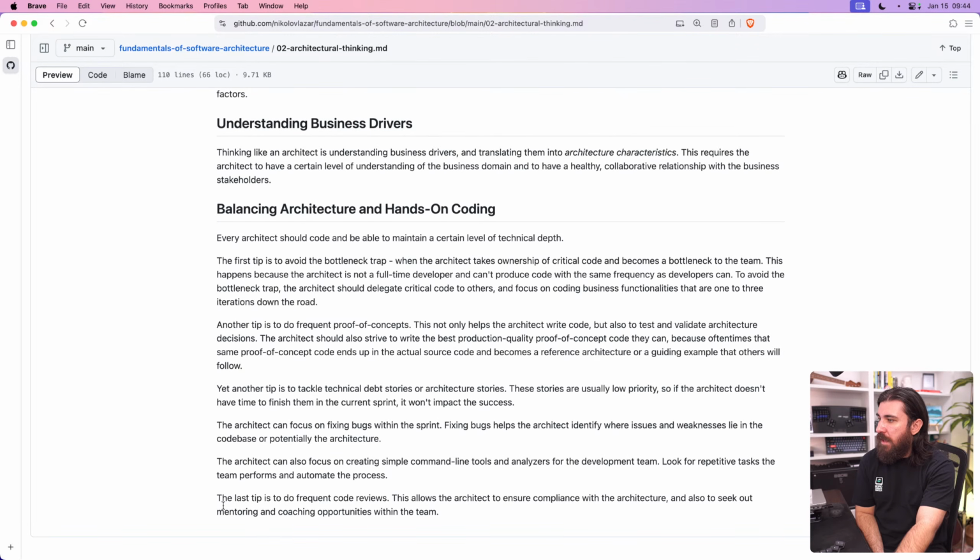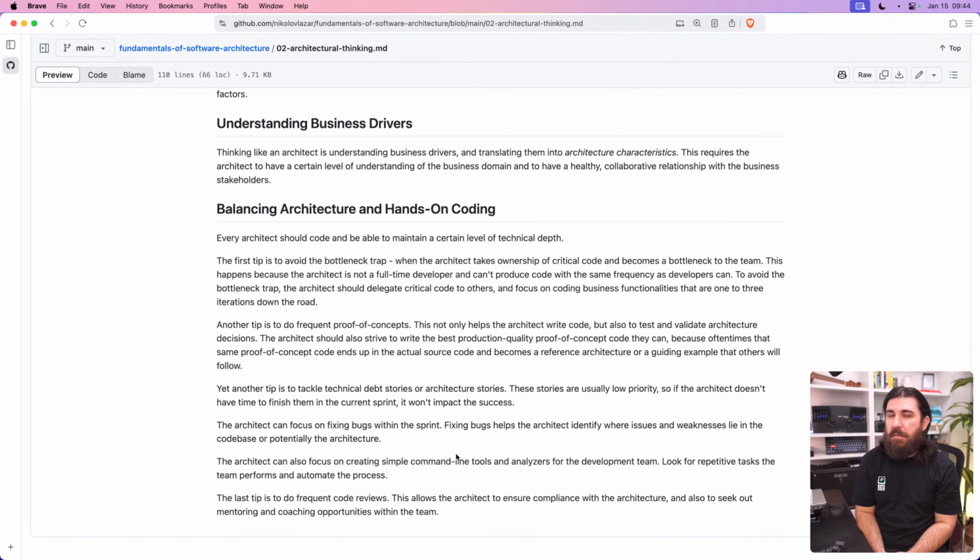And the last tip is to do frequent code reviews. This allows the architect to ensure compliance with the architecture and also to seek out mentoring and coaching opportunities within the team. It's not really hands-on coding, right? It doesn't fulfill the important aspect of hands-on coding, but it's still important because there's mentoring and coaching involved.